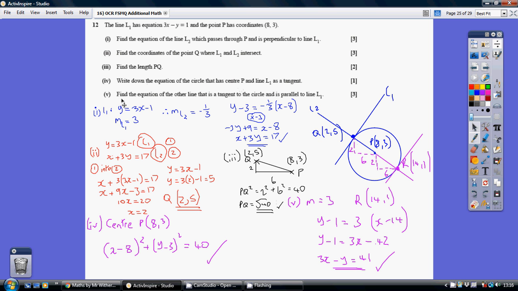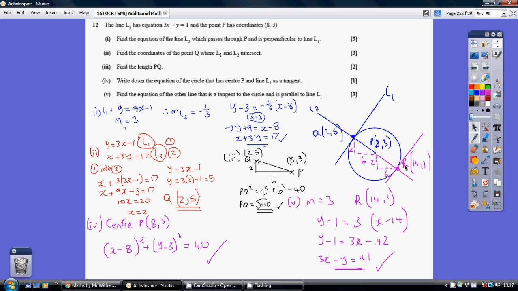Now for part 5, write down the equation of the other line that is a tangent to the circle and is parallel to line L1. So let's think about it. When we were going from P to Q, we were going 6 to the left and 2 up. So going from P to R, we must be going 2 down and 6 to the right. 6 to the right will give us an x coordinate of 14, and 2 down will give us a y coordinate of 1.